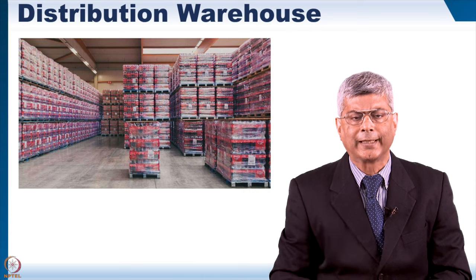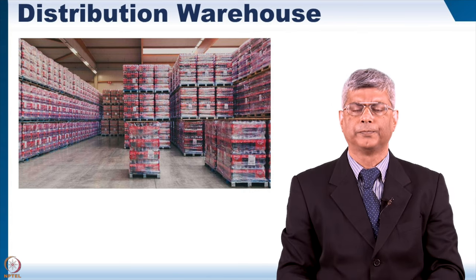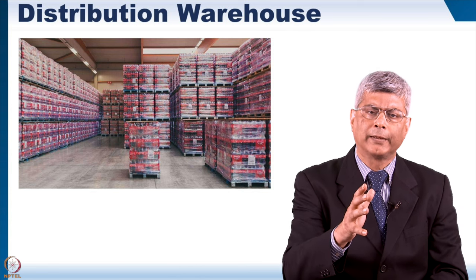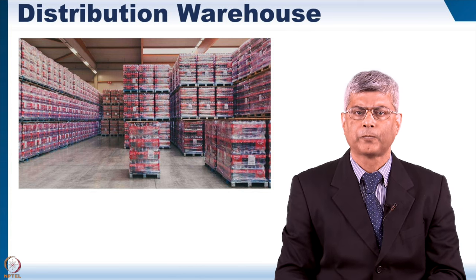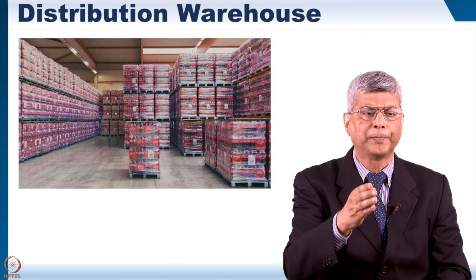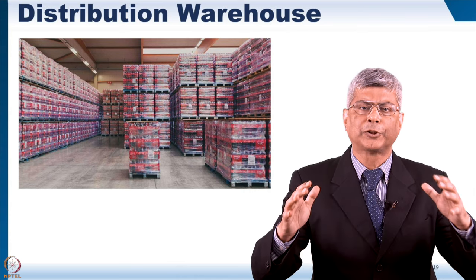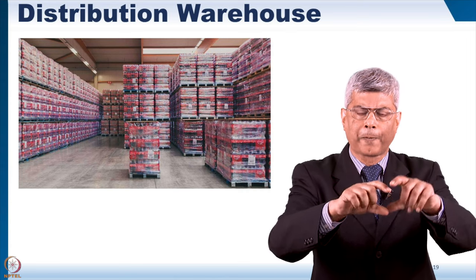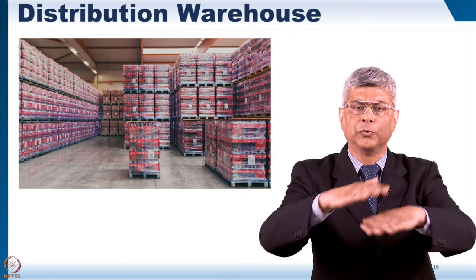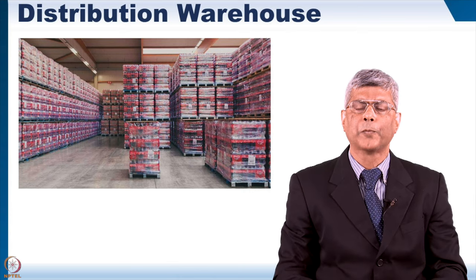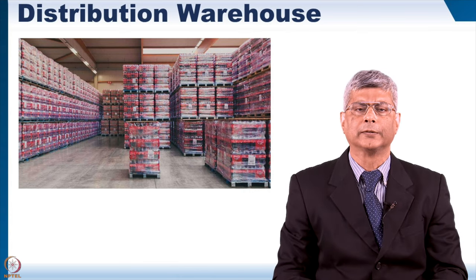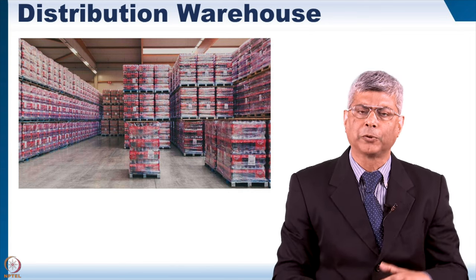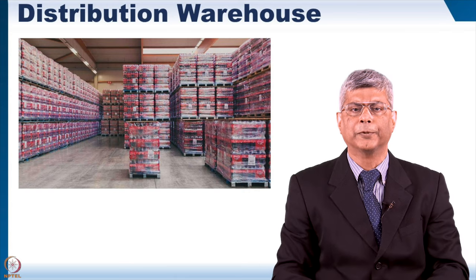Now let's look at some physical examples. So this is a distributor warehouse. An example. What you will see here is that there aren't many products, but there are a few products, in this case maybe one or two products, but in large quantities. They're in pallets, which are those wooden shelves on the ground on which the product is placed. And they are stacked one on top of the other. So this is a distributor warehouse because it has few products in large numbers.